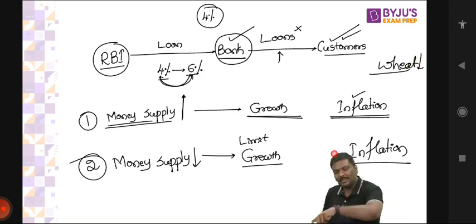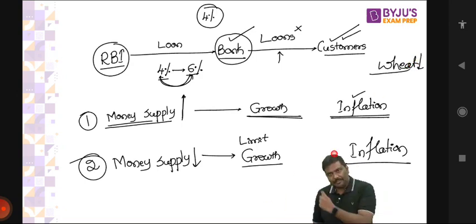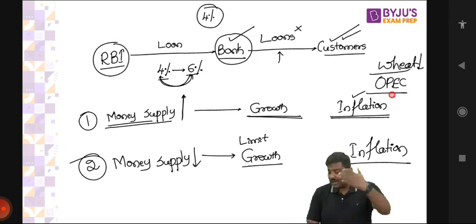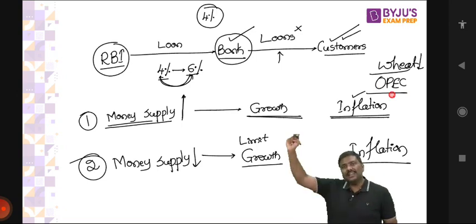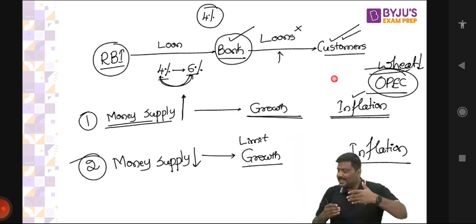Think of it. Do you think RBI can help you? If OPEC will cut the supply, prices will increase. Do you think RBI can help you? Absolutely no. So there is a limitation on how much RBI can help you in controlling inflation.